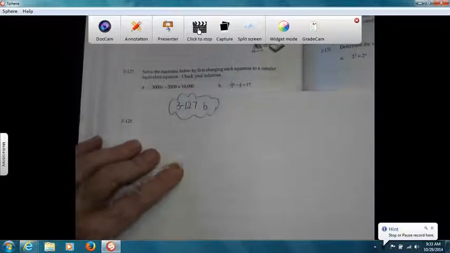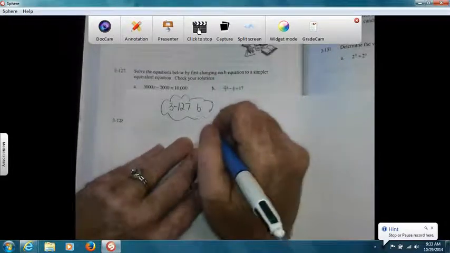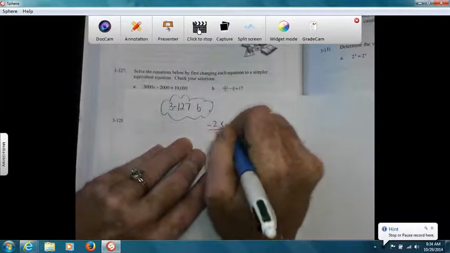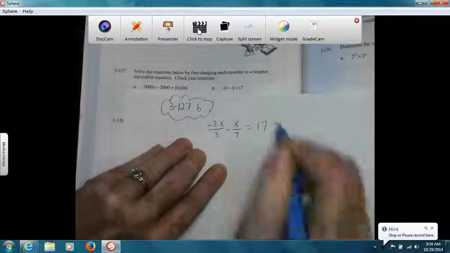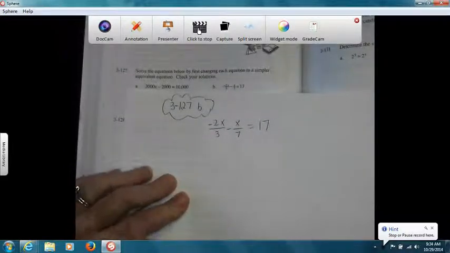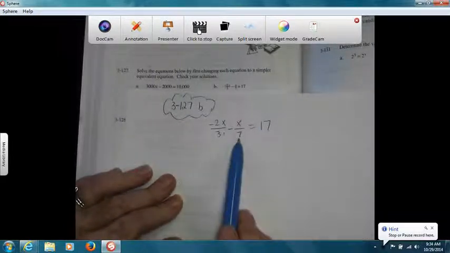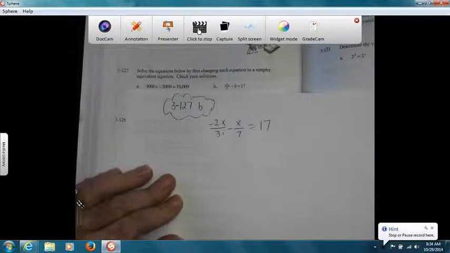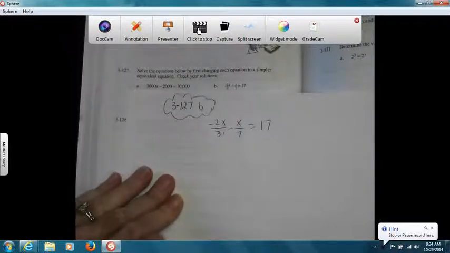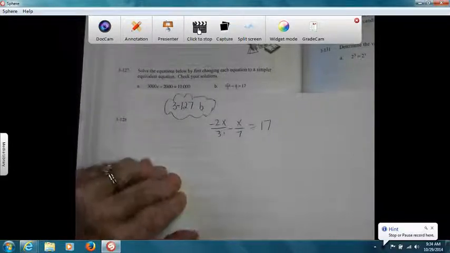So I'm doing letter B, so that says negative 2x over 3 minus x over 7 equals 17. So who has an idea on maybe a fraction buster? Kayla? You multiply it by 3. You could. If you multiply it by 3, you're going to get rid of that 3, and that would be very nice. But you'll still have that 7. How about we multiply it by 3 and then we'll multiply it by 7.